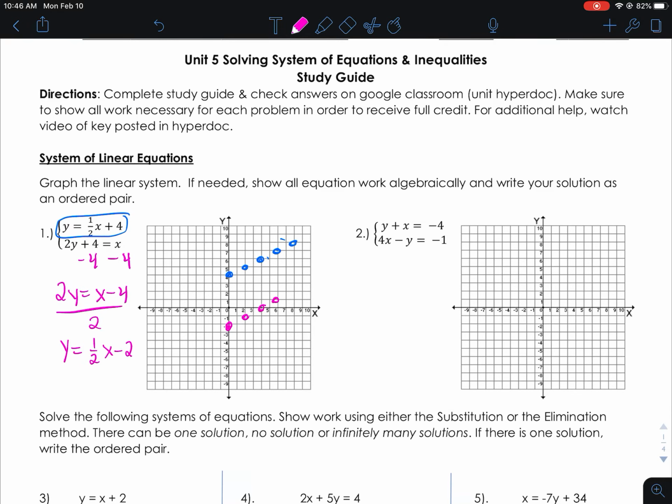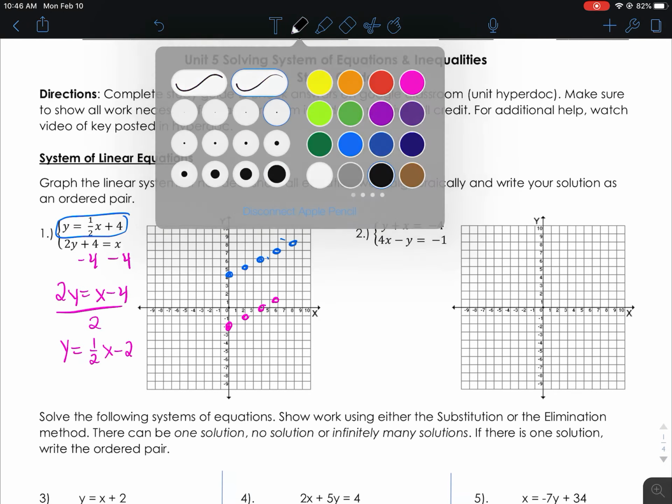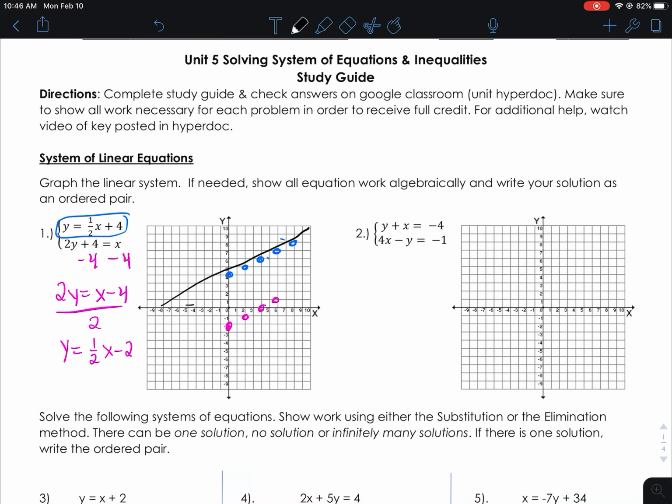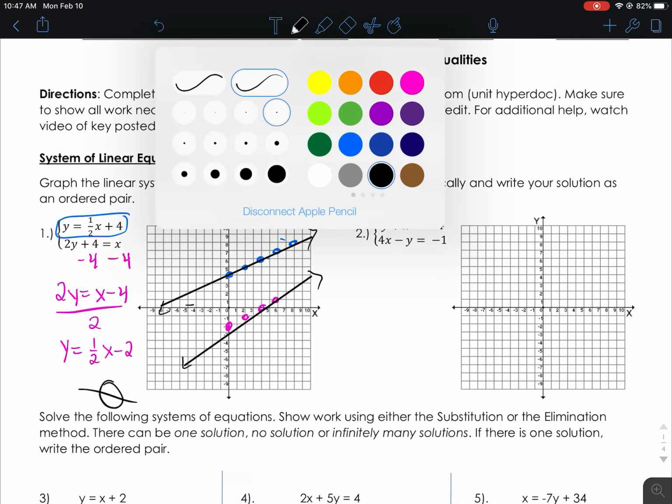And you can already tell that these lines have the same slope. They're definitely parallel. So from there, remember the goal is that you're trying to determine how many points they have in common. So this one, they don't have any. So you can just write no solution, the empty set, or actually write out no solution. Okay, so move on to the second one.